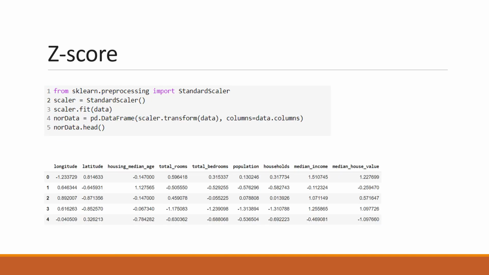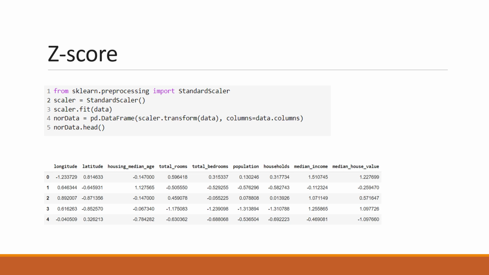In this example, we need to calculate the z-score using Python. The code starts by importing the StandardScaler class from the sklearn.preprocessing module. Next, it creates an instance of the StandardScaler and assigns it to the scaler variable. Then, it fits the scaler to the data by calling the fit method on the scaler object and passing in the data as an argument.